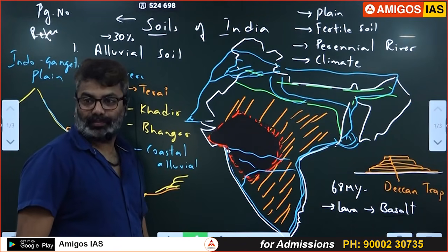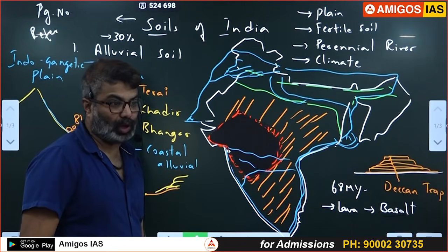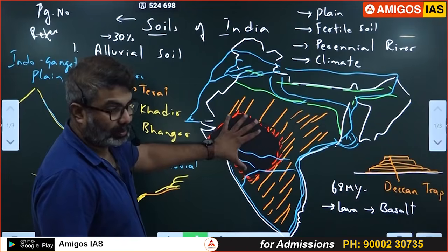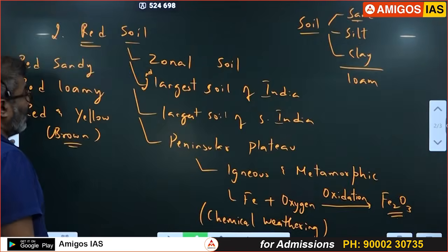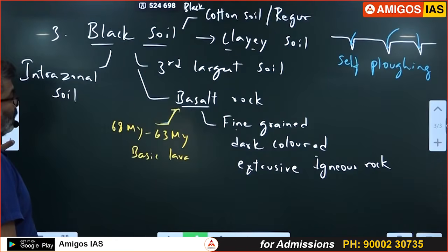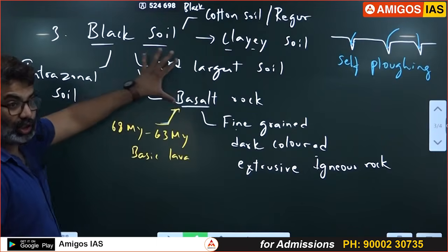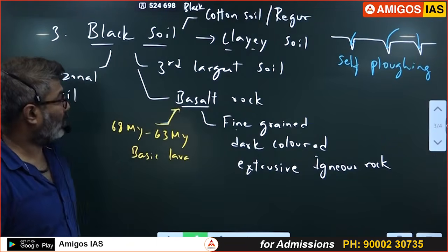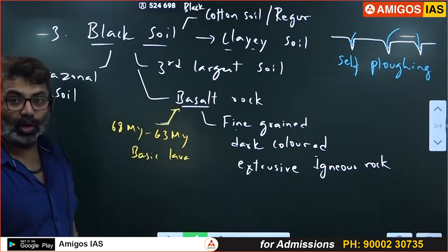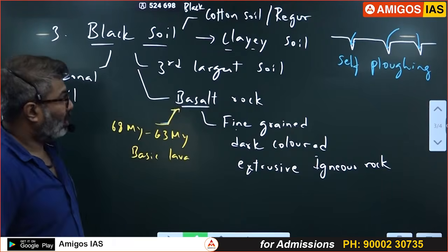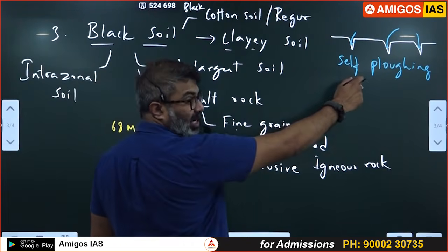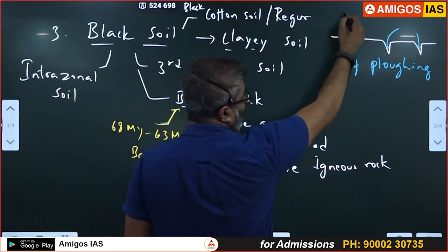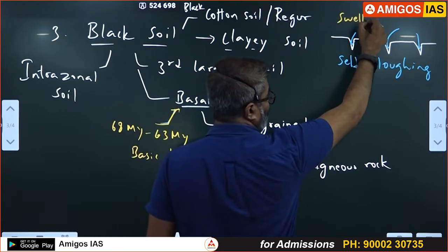Apart from that, cotton. Cotton is the most popular crop grown here. So the name black cotton soil. So all of you got it. Black soil is a very important soil of India. Popular soil of India. Okay. Which soil is called black gold? Black soil. Which soil has a self-flowing characteristic? Black soil. Which soil swells and shrinks? Black soil.